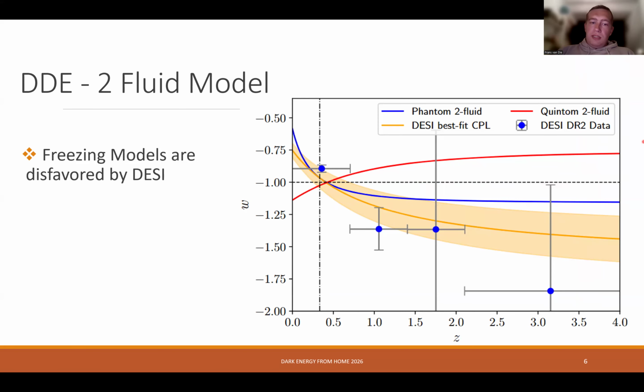Now here we show the combined equation of state if one takes two fluids instead of one, each with a single constant equation of state. One can combine these two fluids into an effective one-fluid approach, and then one gets the blue or the red lines respectively, either for the phantom model or for the quinta model. So we see the blue line is tailored to match the DESI data, and the red one is used as a toy model. And indeed, we see that freezing models are disfavored by DESI, so the quinta model should be considered as a toy model again.